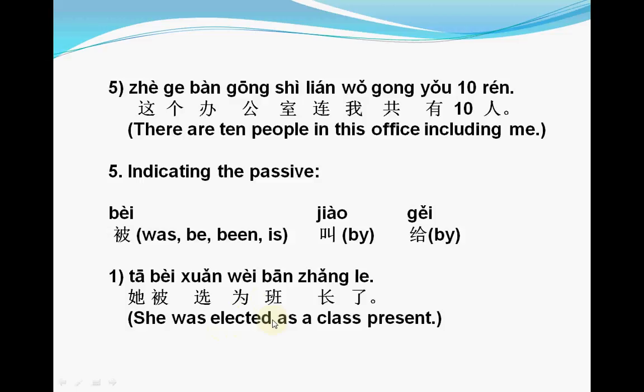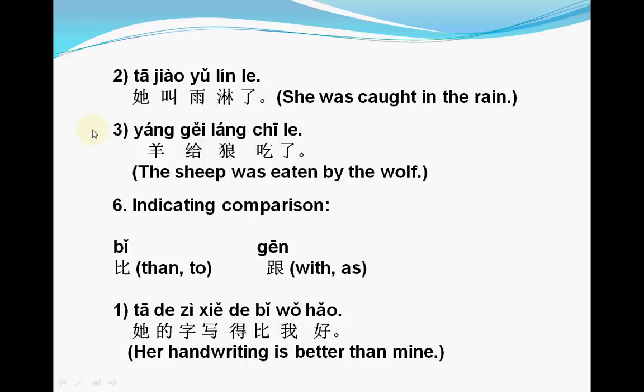Okay, this is a passive sentence. Another example. 他叫雨淋了. 叫 also means was. So you can say 他被雨淋了, or 他叫雨淋了. They all have the same meaning. 雨淋: 雨 means rain, 淋 means got wet, was caught in the rain.